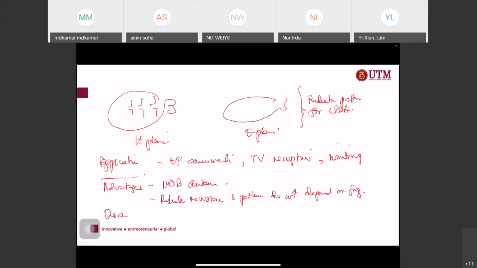Disadvantage: it is not suitable for low frequency. Because, as you know, if you want to use it at low frequency, for example kilohertz and so on, you need to have very huge dipole type antennas.